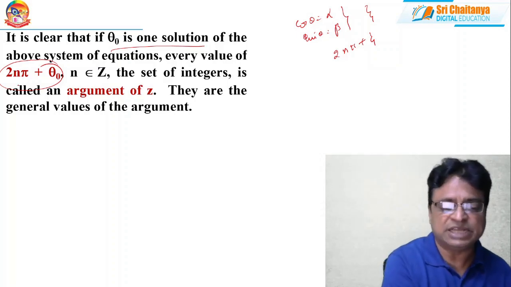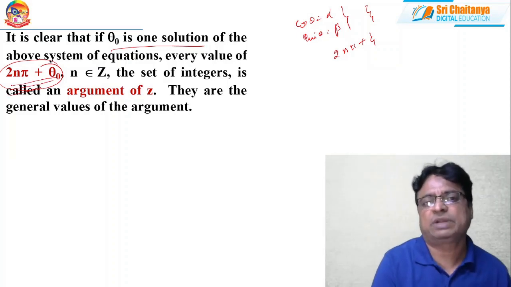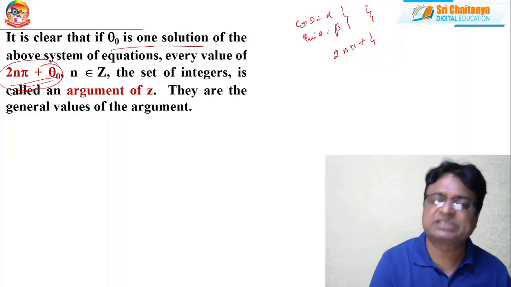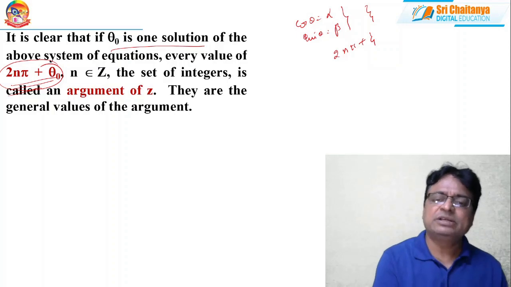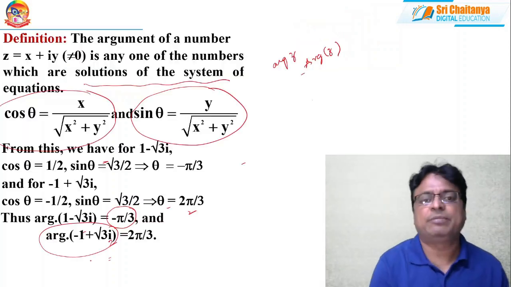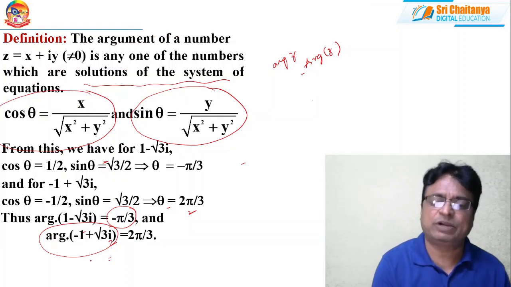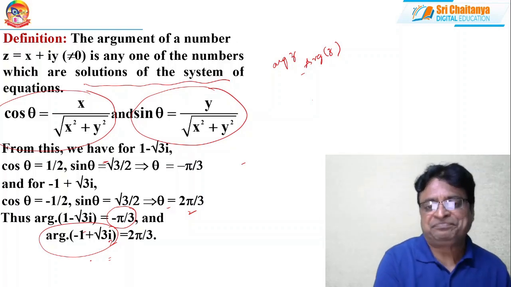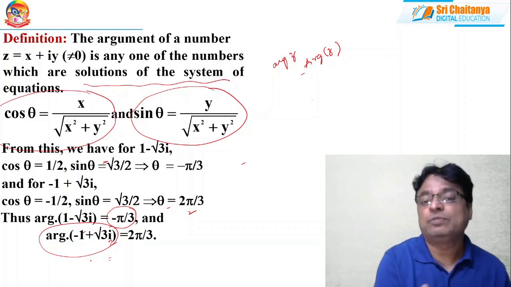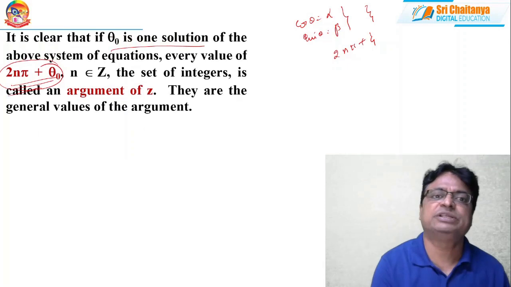This is the general value of the argument of the complex number. That is 2n pi plus theta naught. What is theta naught? Just now I told. What is theta naught for minus 1 plus i root 3? That is 2 pi by 3. What is its general value? 2n pi plus 2 pi by 3. What is the general value of the argument of 1 minus i root 3? That is 2n pi minus pi by 3. Like that. Okay, this is the general value.